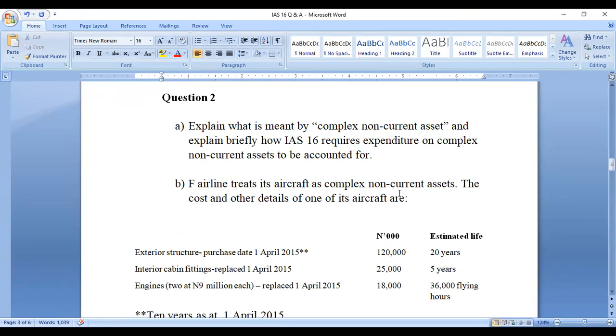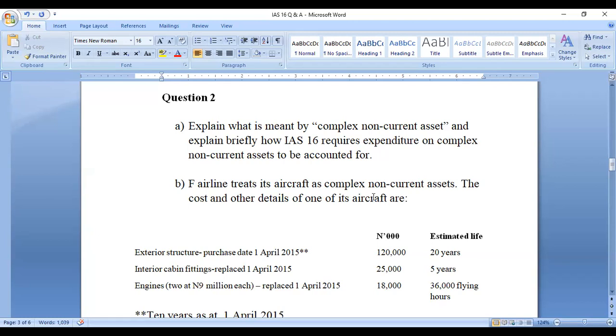Question 2. Can I go on? Yes, ma'am. Okay. 2A. Explain what is meant by complex non-current assets. And explain briefly how IAS 16 requires expenditure on complex non-current assets to be accounted for. Can I go on? Yes, ma'am. Please go on. 2B. Fairline treats its aircraft as complex non-current assets.